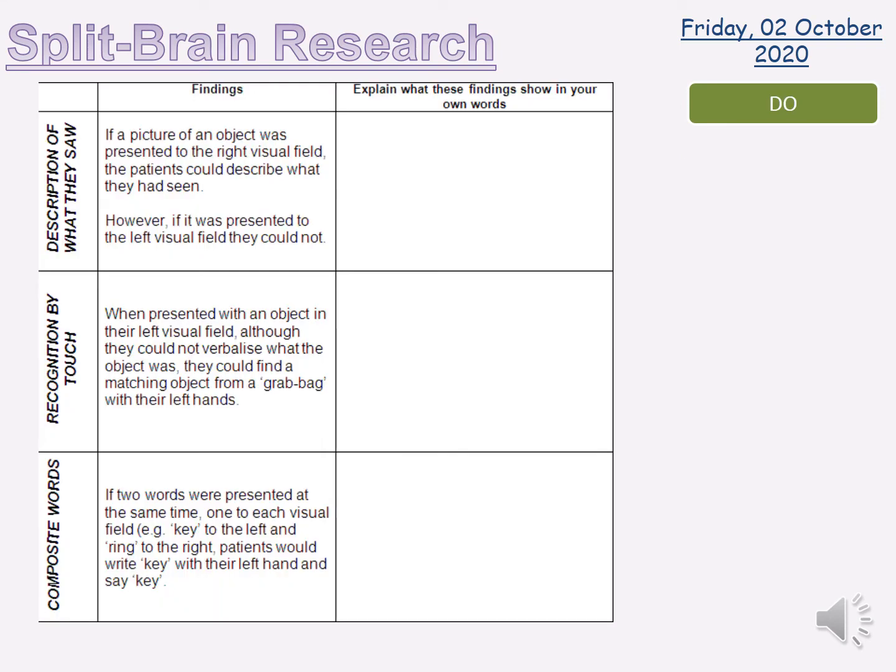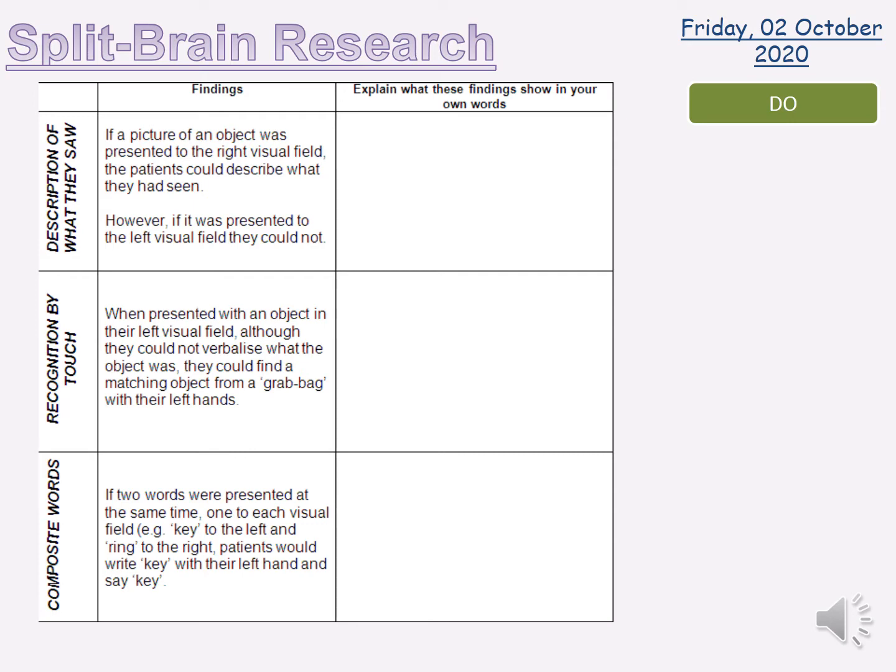Right, in an exam situation, you may be asked to explain what the findings show. So what I'm going to do on this slide is read to you what it says in the findings box, and the next slide will be an explanation. Please pause the slide and attempt to do this yourself beforehand. In terms of the description of what the participants saw, if a picture of the object was presented to the right visual field, the patients could describe what they had seen. However, if it was presented to the left visual field, they could not. Then pause the video and explain what these findings show.